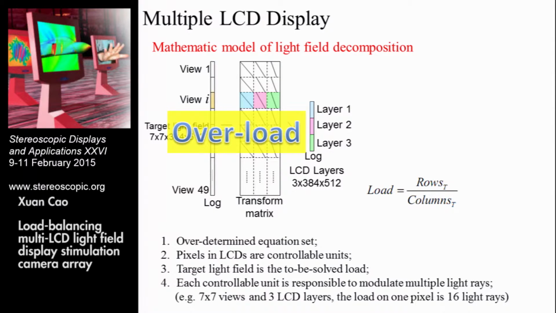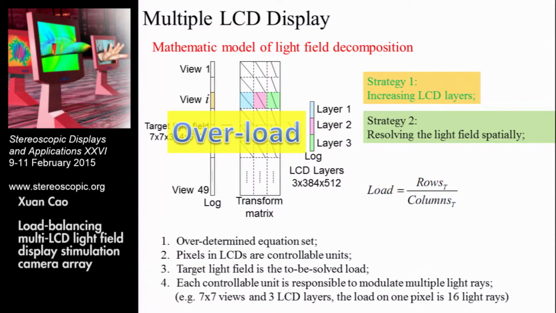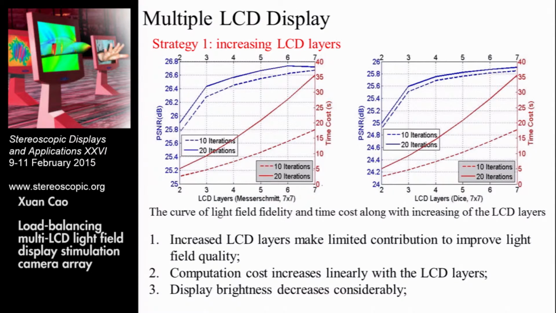In this case, the light field is 7 by 7, and there are only 3 LCD layers. The load on one pixel is 16 light rays. In other words, it's difficult for one pixel to give consideration to all 16 light rays. So there are 2 strategies to solve this problem. Strategy 1 is to increase LCD layers, then we can get more controllable units. And strategy 2 is to reduce the load by resolving the light field spatially.